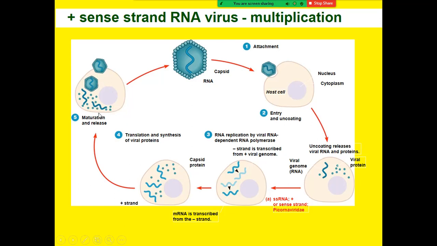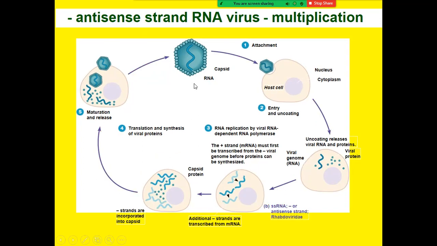And then this virus either buds out of the cell, kind of shown here, or if it's a lytic virus, it lyses the cell, releasing the newly replicated virions. Any question about virus multiplication in a positive strand RNA virus?